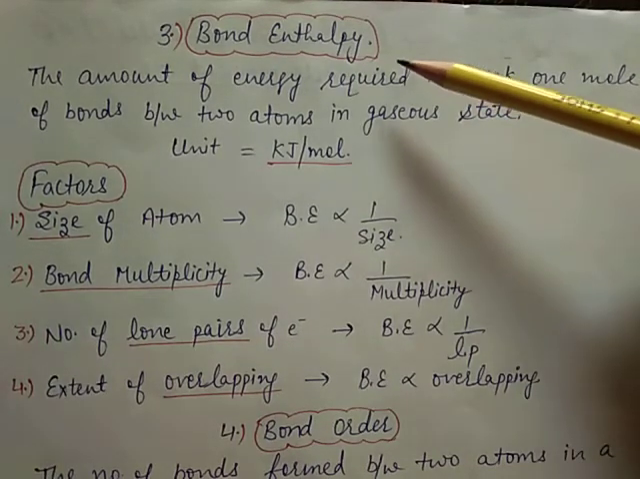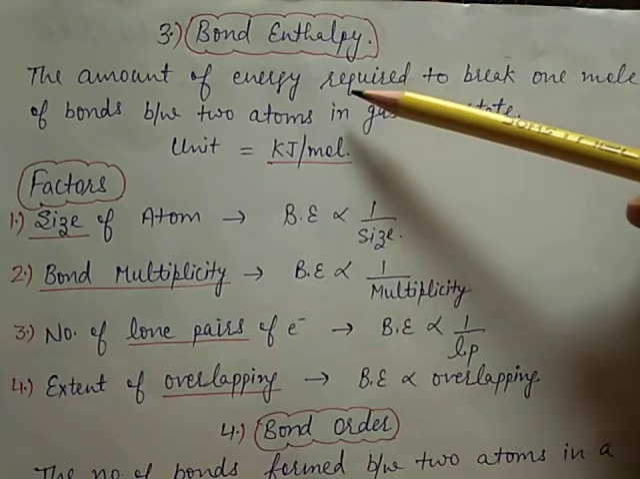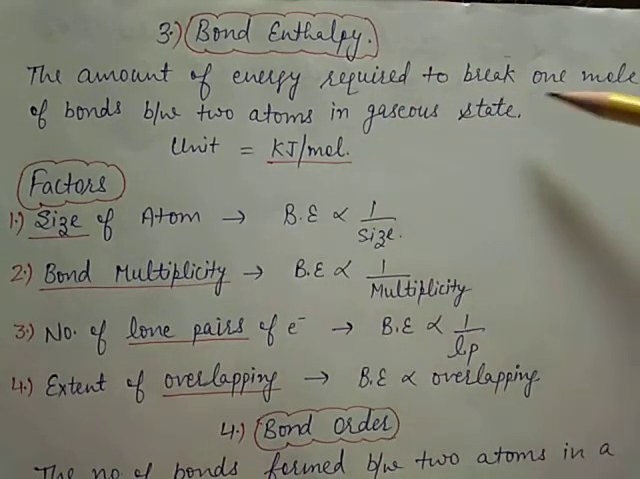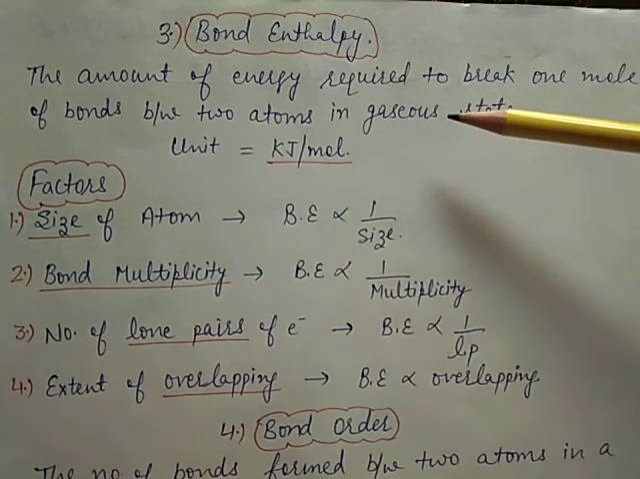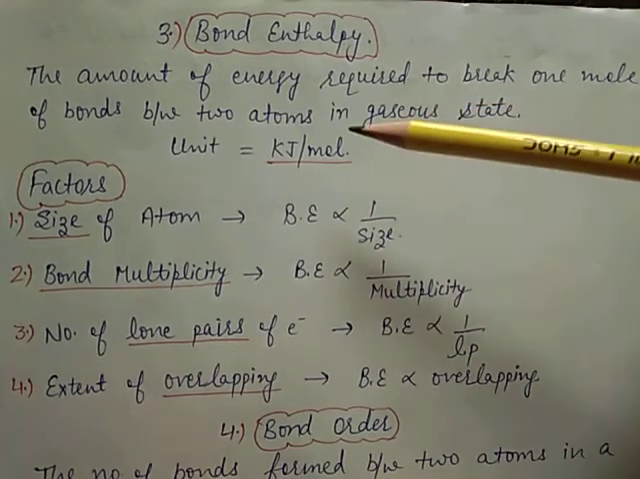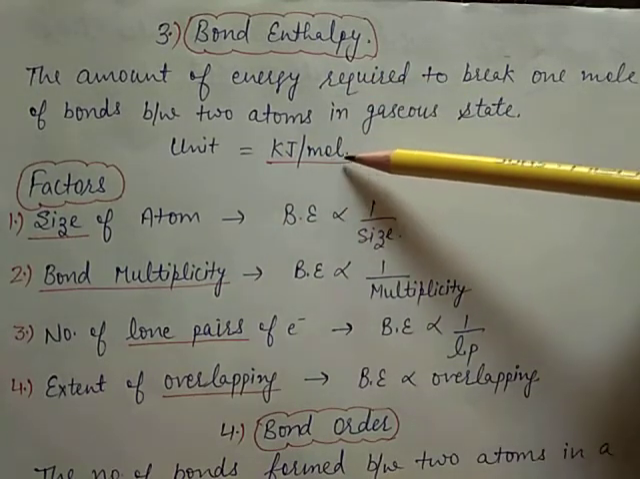Now next, third, is bond enthalpy. Bond enthalpy means the amount of energy required to break 1 mole of bonds between the two atoms in the gaseous state. The unit of bond energy is kilojoule per mole.